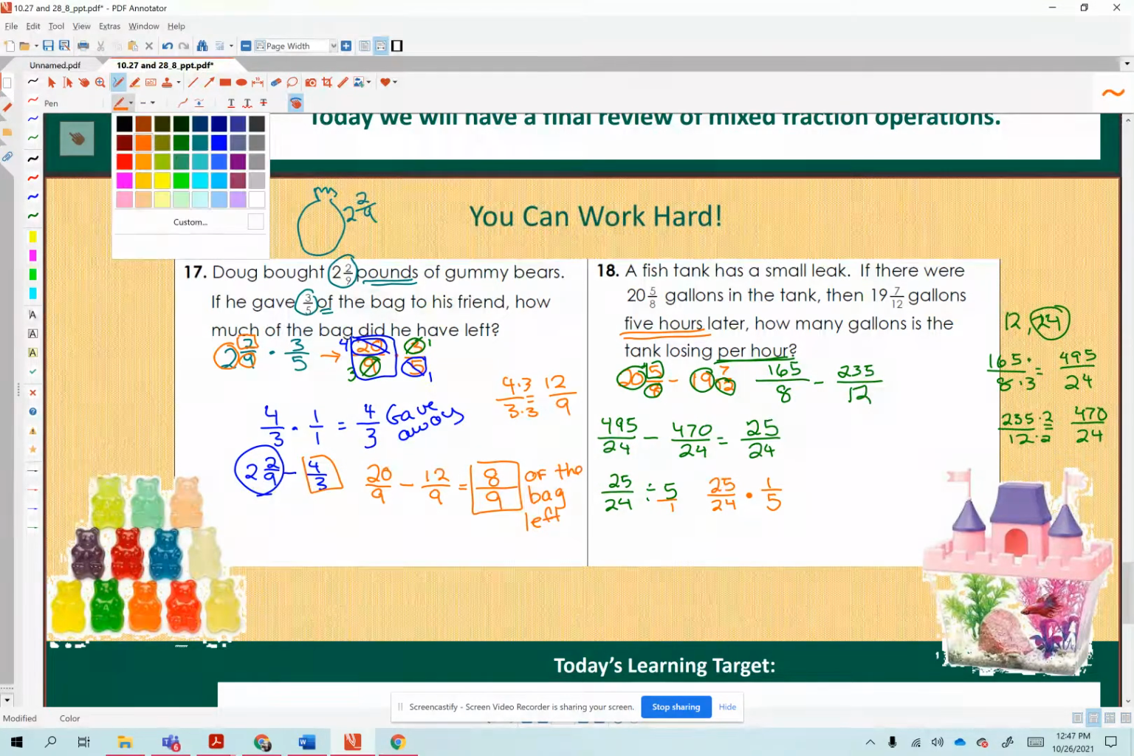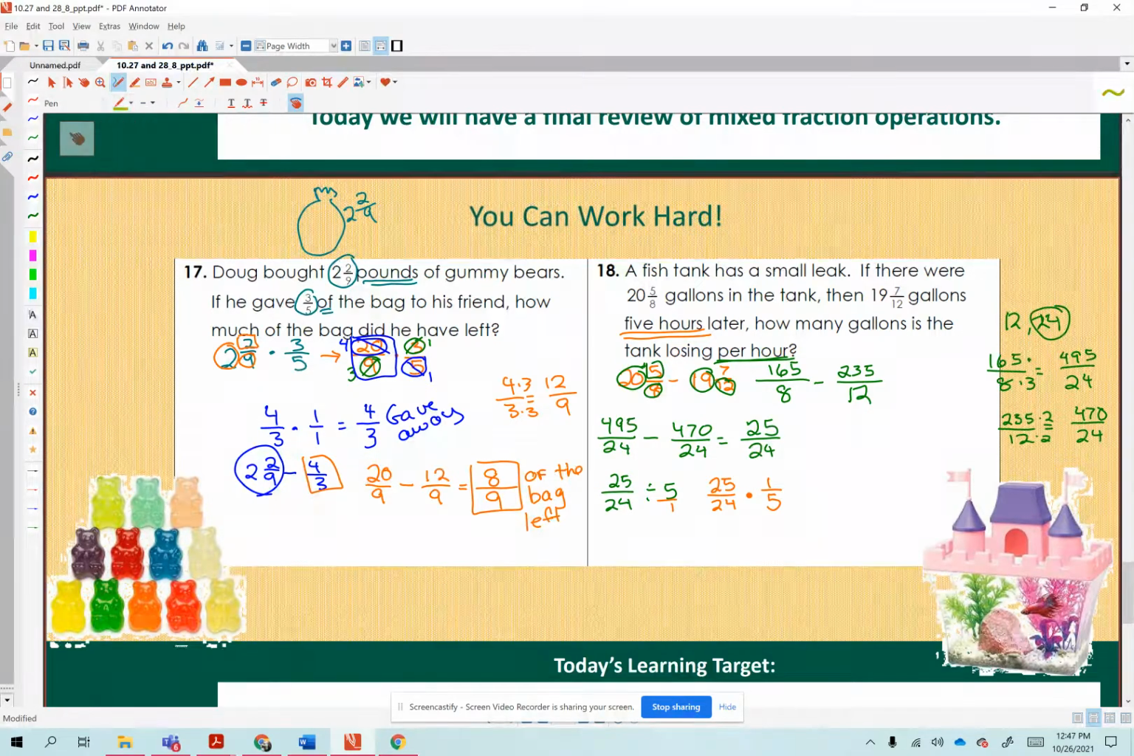And I see that I can easily simplify this. 5 divided by 5 is 1. 25 divided by 5 is 5. I just multiply across. And my final answer is that the fish tank is losing 5/24 of a gallon per hour.